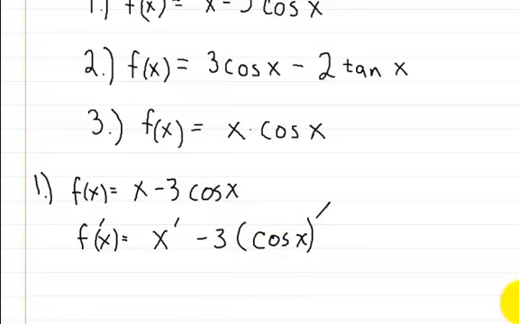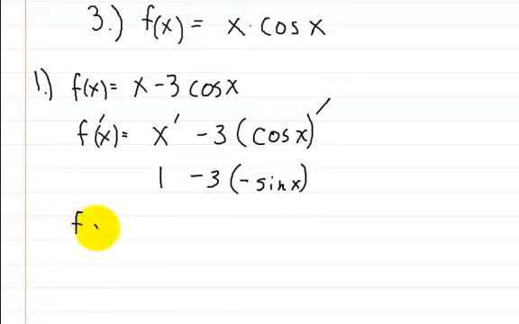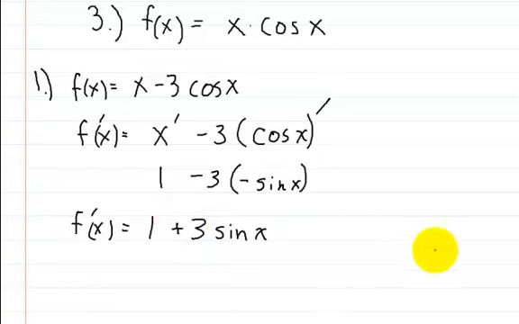So let's scroll down a little bit more. The derivative of x is 1. That's minus 3, and the derivative of cosine is negative sine of x. So the derivative of f of x is equal to 1 minus 3, actually it's plus 3 sine of x, because this negative and this negative combine to make a positive. So that's how you do the first one. Let's go down to the second one.